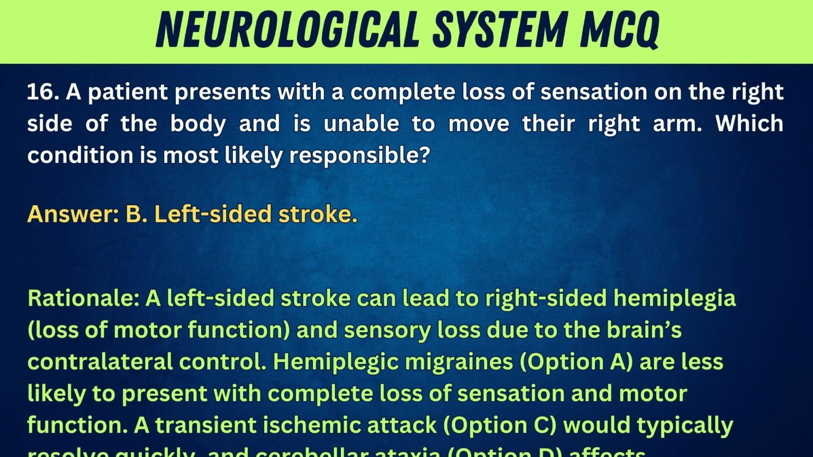Rationale. A left-sided stroke can lead to right-sided hemiplegia, loss of motor function, and sensory loss due to the brain's contralateral control. Hemiplegic migraines, option A, are less likely to present with complete loss of sensation and motor function. A transient ischemic attack, option C, would typically resolve quickly, and cerebellar ataxia, option D, affects coordination rather than causing unilateral sensory and motor loss.